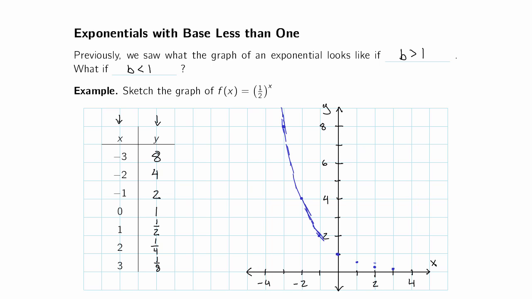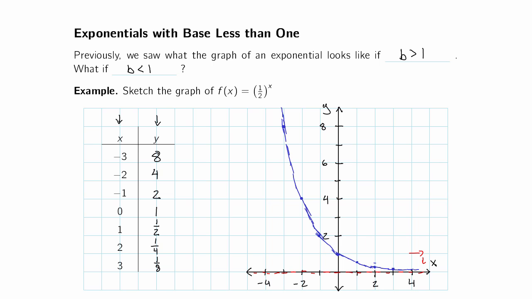For some reason, this feels harder to draw. But we get the same shape, just mirrored. And now it's when x is getting really big that we're getting really close to the axis. So we draw this horizontal asymptote again to show that we get close to that line, but don't cross it.